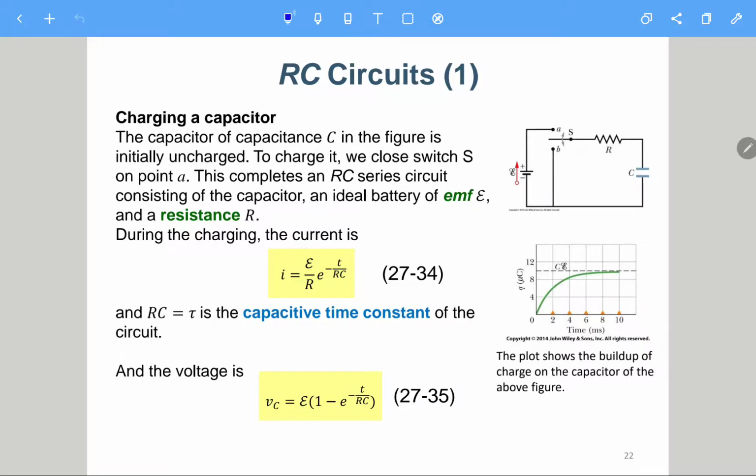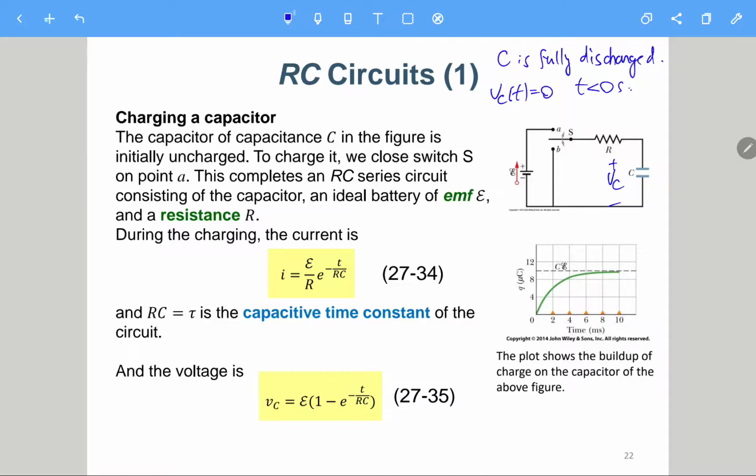At the very beginning, the capacitance C is fully discharged, which means that VC of t is 0 for t smaller than 0. So C is fully discharged, and maybe for t equals 0 seconds, the switch goes to point A, and then this battery will start to charge some charges to this capacitor.